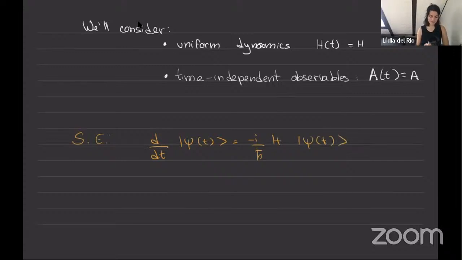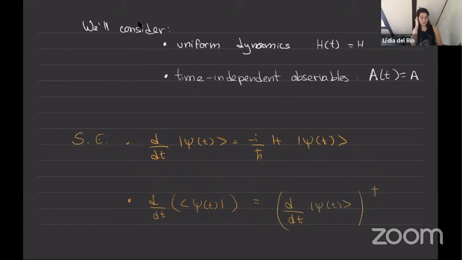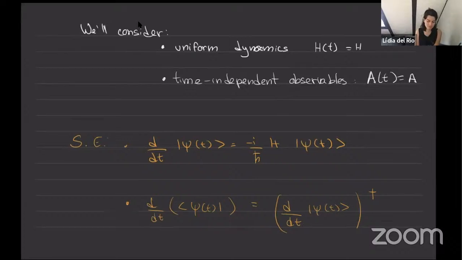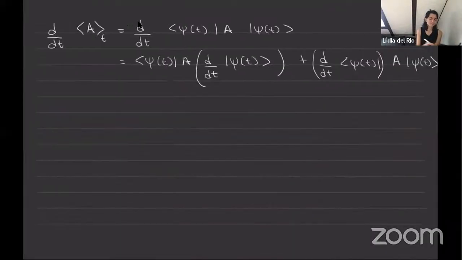Okay. So this is one ingredient that we need. And the other ingredient that we need is that if we have d/dt of anything in the transpose conjugate, you do the derivative of the usual thing, and then you take the transpose conjugate of that. So remember, this is really just changing columns and signs. Good. So what do we get here?